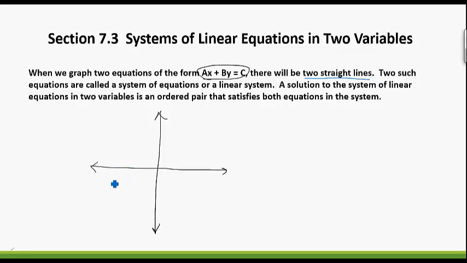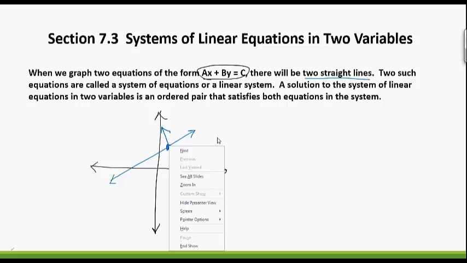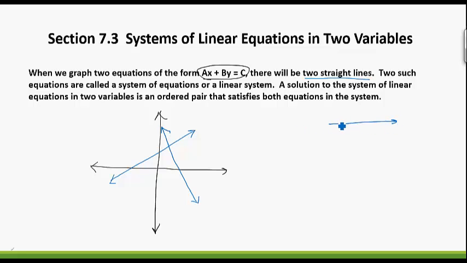For example, let's say we graph one of the equations and it looks like this, and we graph the other equation and it looks like this. When you graph two lines, they will intersect in one point. There is a possibility that they will not intersect, in which case they are parallel and they have no solution. So if you have two lines that end up being parallel, they have no point of intersection, so they have no solution.